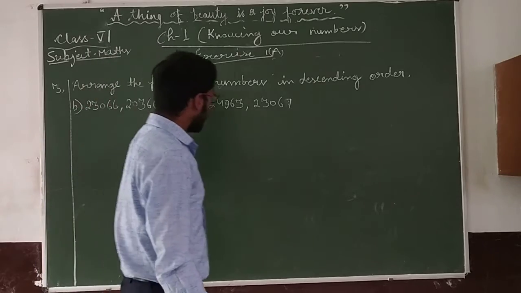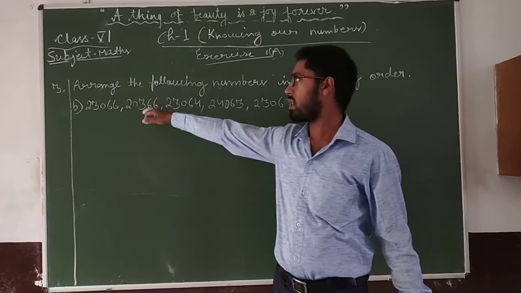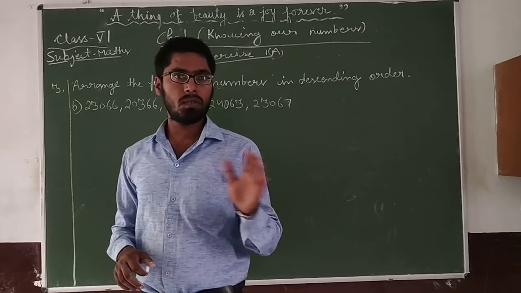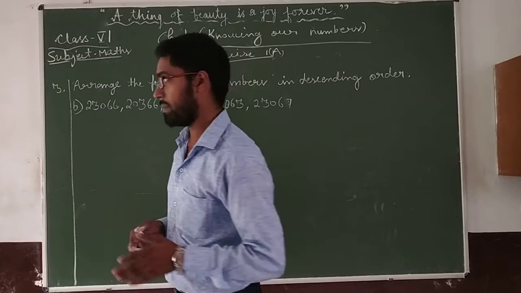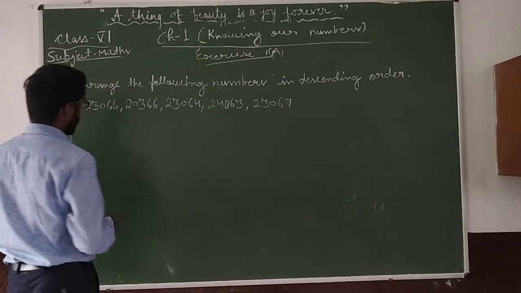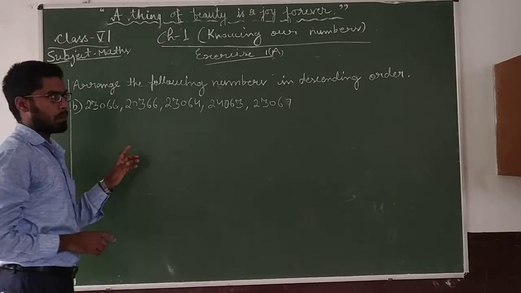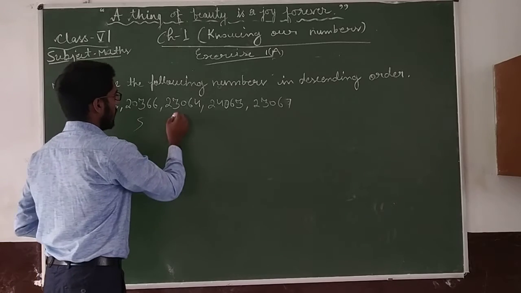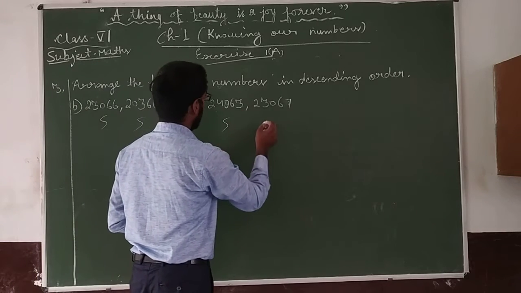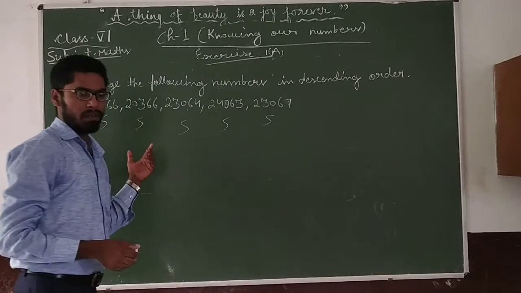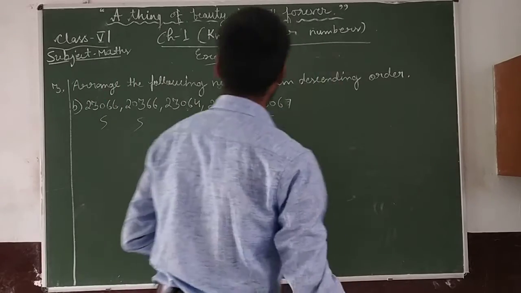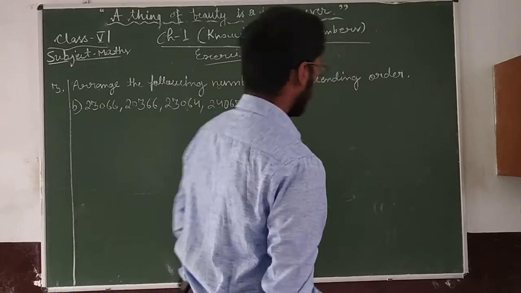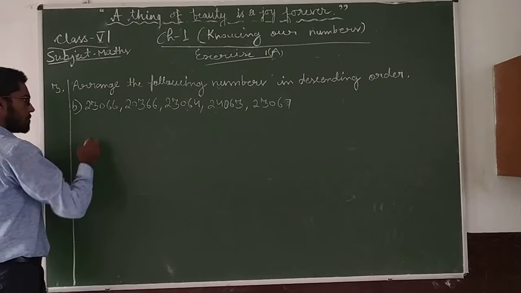The next question is: arrange the following numbers in descending order. The numbers are given here. Descending order means greater to smaller, greatest to smallest, bigger to smaller. So here, first count the number of digits. 1, 2, 3, 4, 5. Here 5 digits are here, here also 5, here also 5, and here also 5, and here also 5. It means every number has an equal number of digits. So here you will compare the values of their digits.